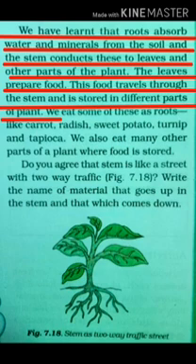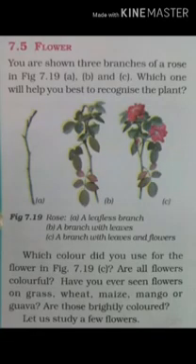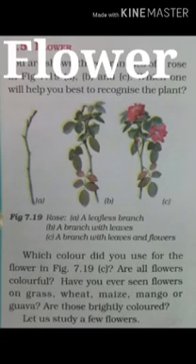Now coming to the next part of the plant, that is flower. What do these flowers do? Flowers are the most beautiful part of a plant, and there are a variety of flowers. Different plants bear different colorful flowers on them. But all flowers are not that attractive and so colorful. If you see the flowers of grass, wheat, maize, mango or guava, they are not brightly colored and they are also very small in size.